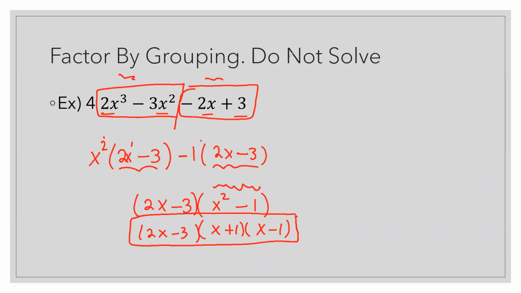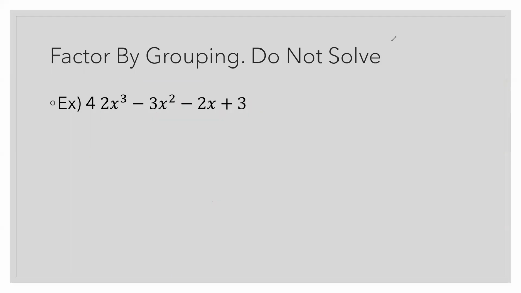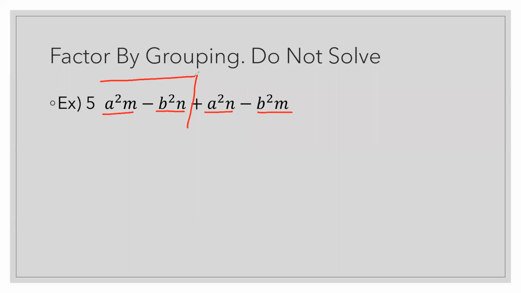Okay, and then let's move on to the last one. Example 5, factor by grouping, do not solve. So do we have 4 terms? This whole thing is 1 term, this whole thing's 1 term, and then this whole thing's a 1 term. So yes, we do have 4 terms. So we can try grouping, split it in half, or split it into 2 parts.